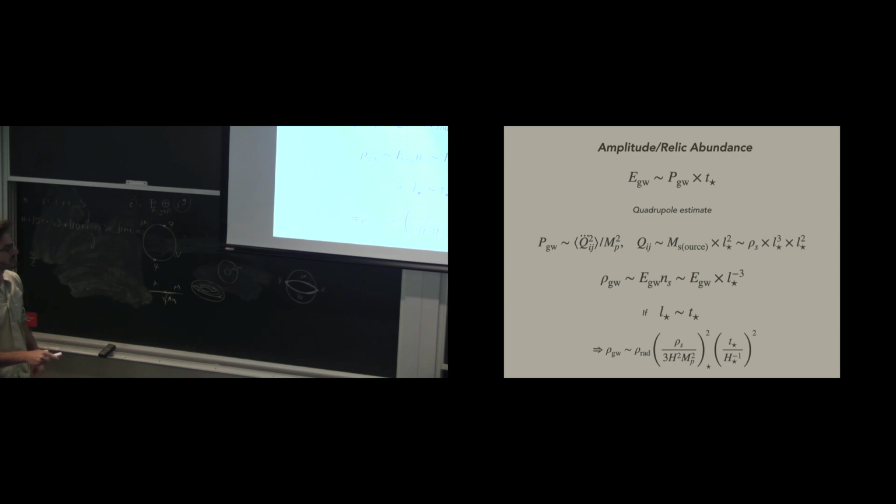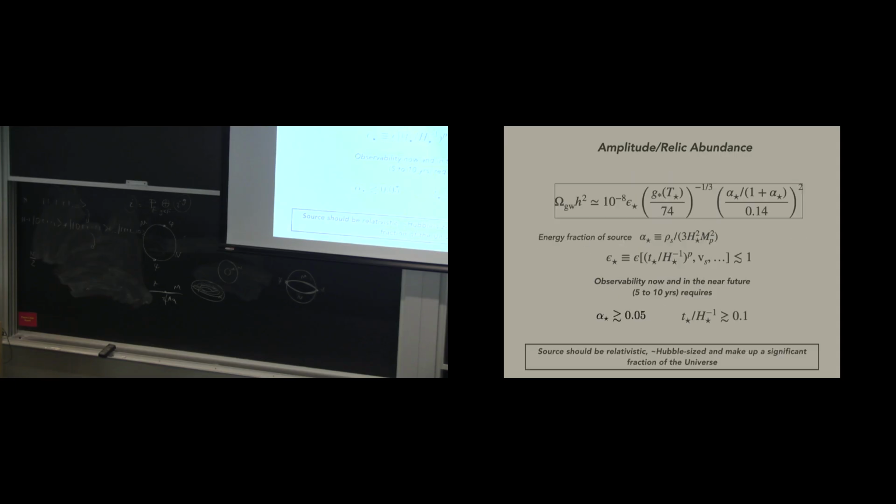So these are both suppression factors in the amount of gravitational waves that you can generate from this type of source. Let me express it in a nicer way here, where I already redshifted to today. You get an amplitude of 10 to the -8 when the fraction of the energy density of the universe in the source at the time of emission, this is alpha star, is of the order of 10%. And the time scale is comparable to Hubble.